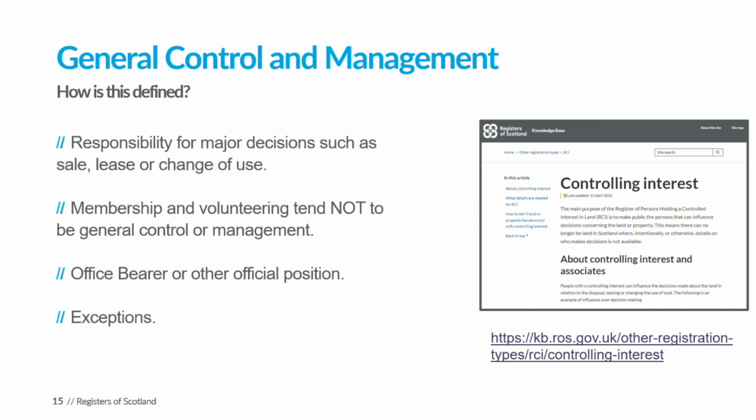The regulations are quite helpful here. They state that a person is responsible for the general control and management of the administration of a body if they hold an office or other official position in that regard, such as chair, treasurer, or secretary, however that may be described. There are exceptions to being in scope, though, including a paid professional advisor, creditor, or a member of the judiciary set up for the unincorporated body. RCI requires that persons with general control or management of the unincorporated body should be searchable on the register.